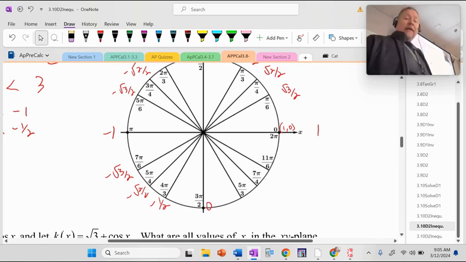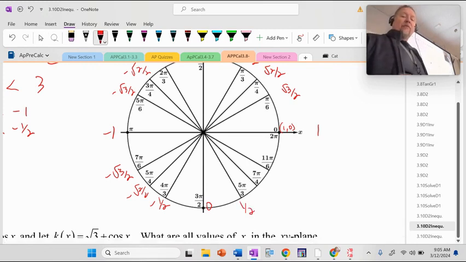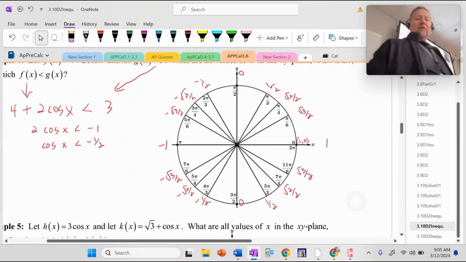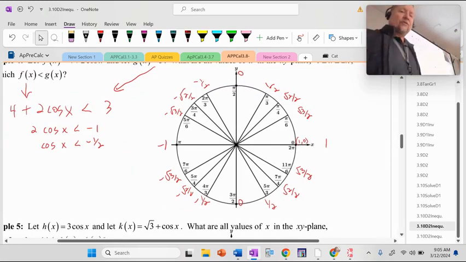So cosine of pi over 3s are a half. Cosine of pi over 4s are root 2 over 2. Cosine of pi over 6s are root 3 over 2. Now, this could get a little weird, but let's make sure we understand it. Do understand this: I have to flip my brain as well for negatives.